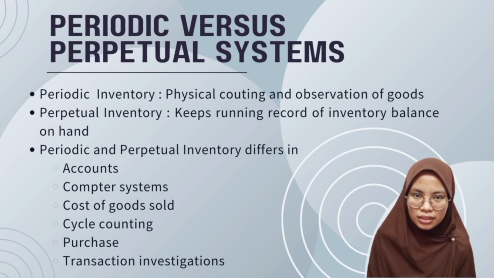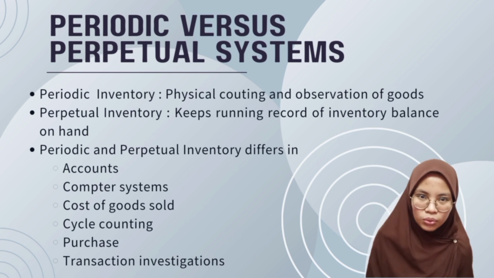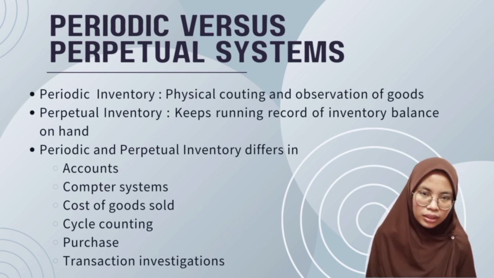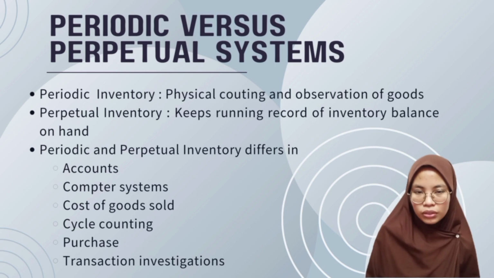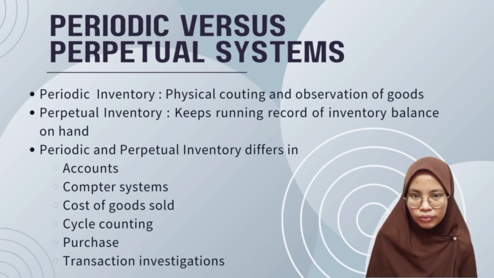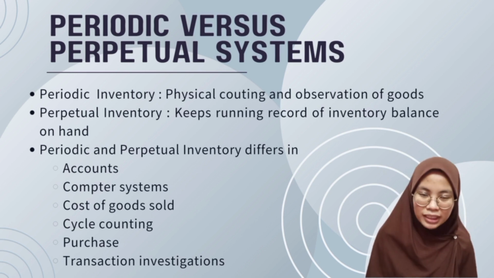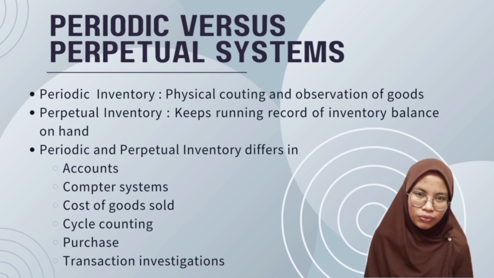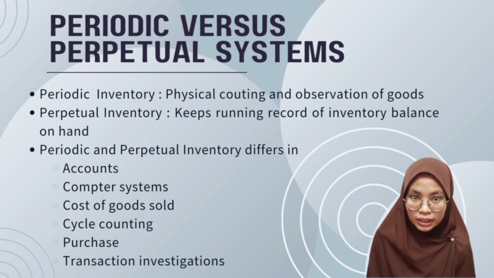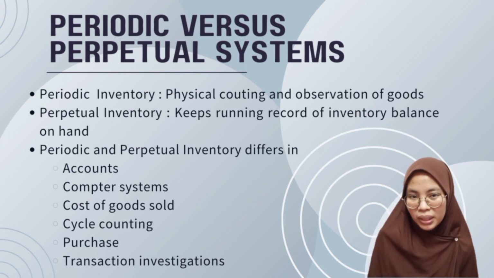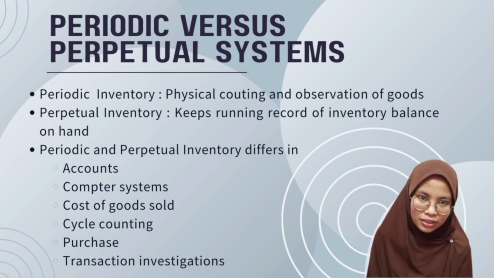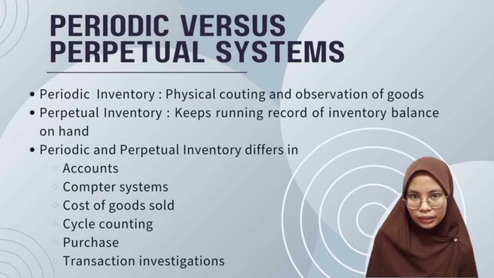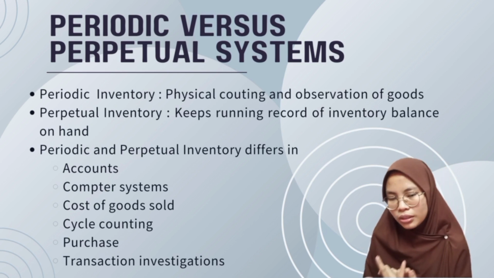Next is transaction investigations. It is nearly impossible to track through the accounting records under a periodic inventory system to determine why an inventory related error of any kind occurred, since the information is aggregated at a very high level. Conversely, such investigations are much easier in a perpetual inventory system, where transactions are available in detail at the individual unit level.